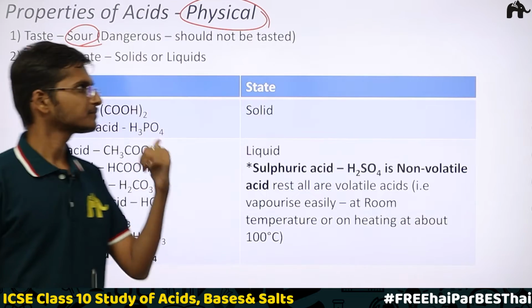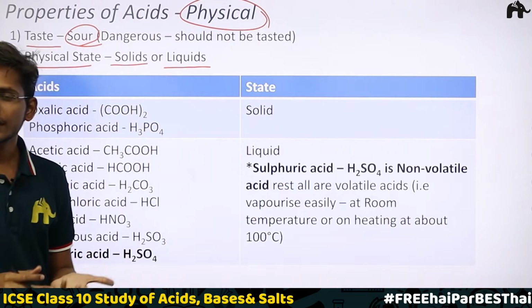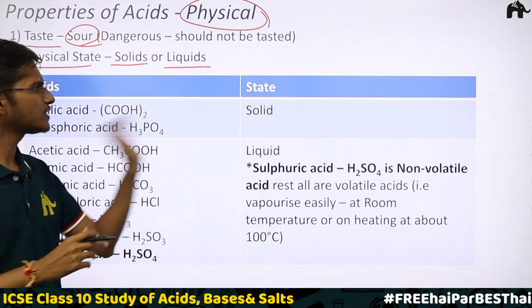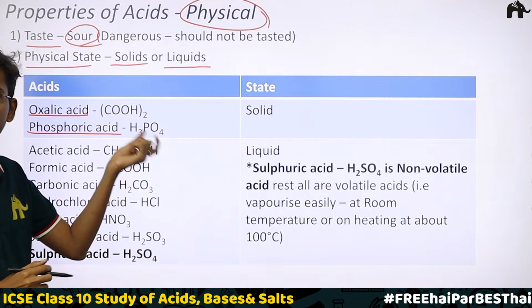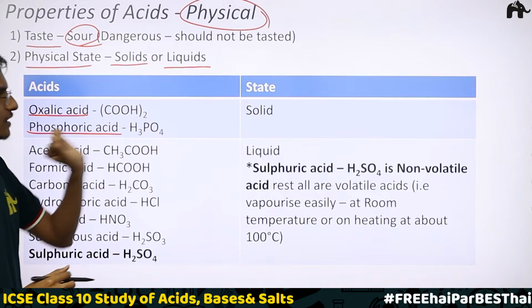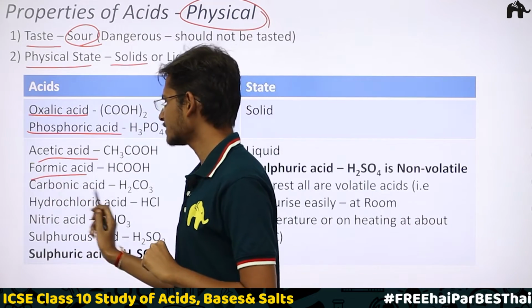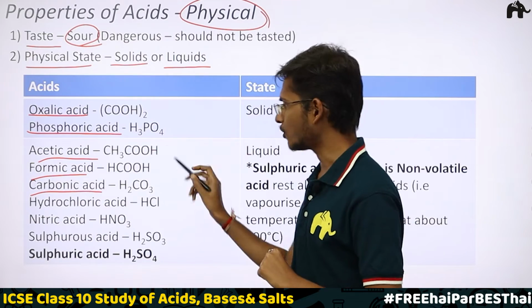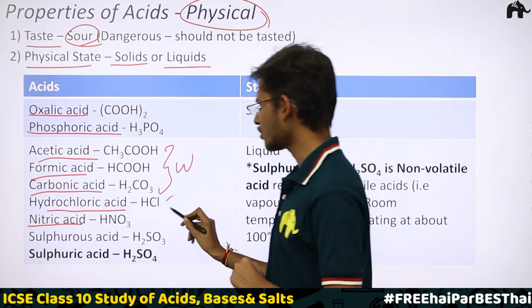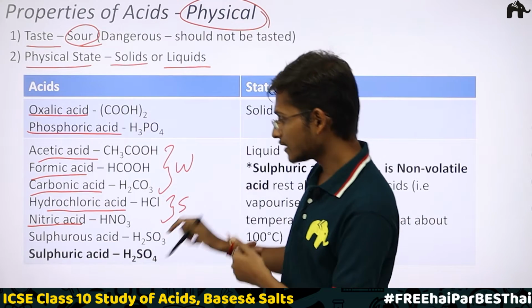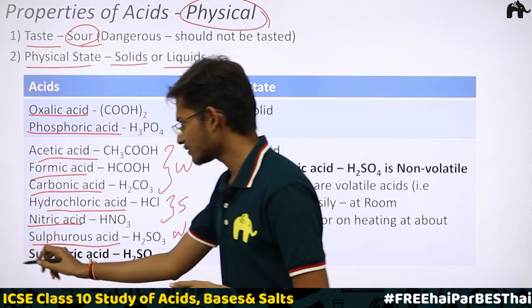Okay, disclaimer. Next, physical state: they exist in solid and liquid states. There are some acids which exist in solid state. They are oxalic acid and phosphoric acid. We actually know their formulas as well. And those acids which exist in liquid state are acetic acid, formic acid, carbonic acid. All these are weak acids, we already know. Then hydrochloric acid, nitric acid, these are strong acids. And then sulfurous acid, again a weak acid, and sulfuric acid, again a strong acid.